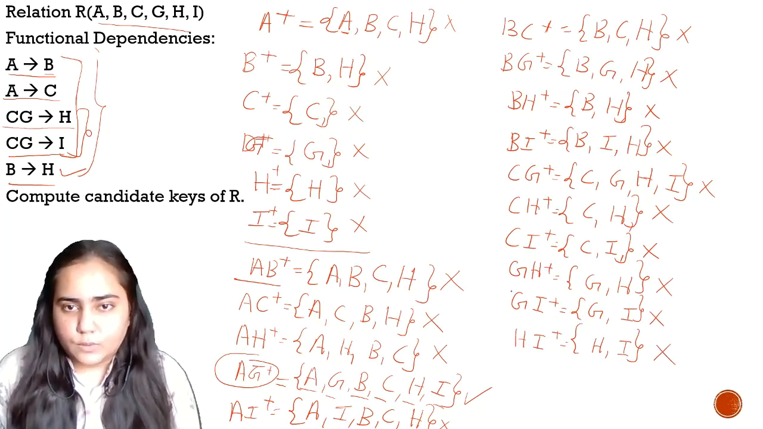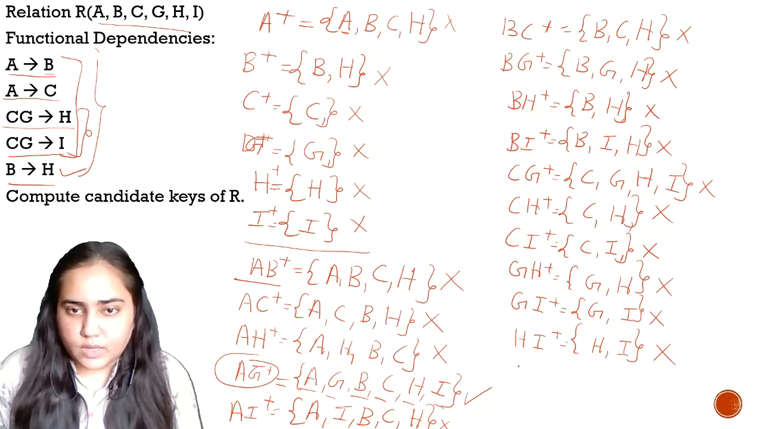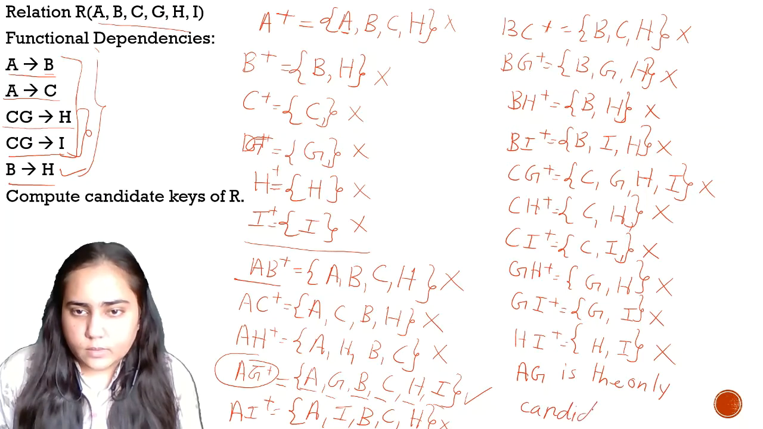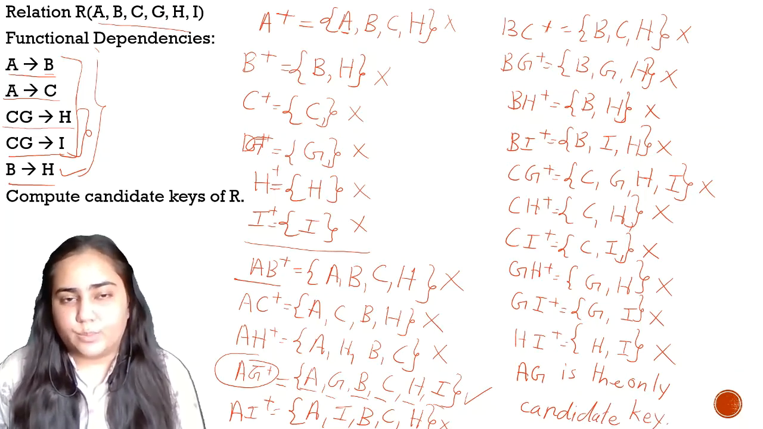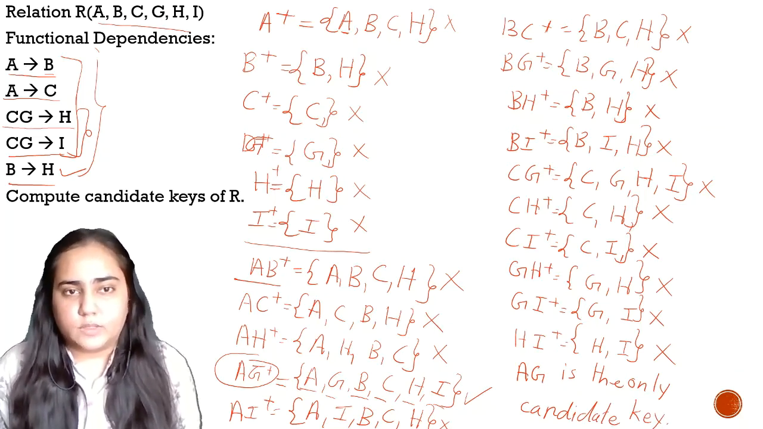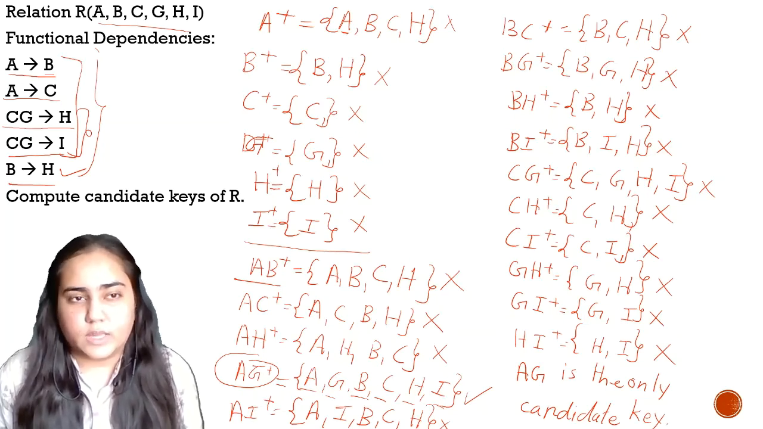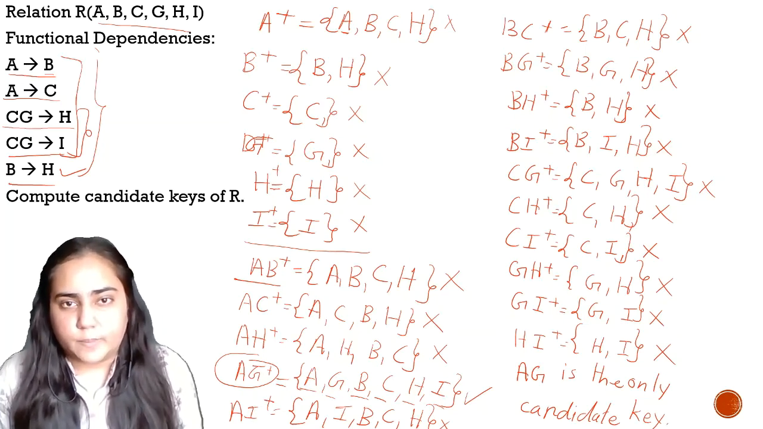So to conclude, I can write that AG is the only candidate key. AG is the only candidate key present for this table. So if you had to choose a primary key, all you could choose was AG, the combination of A and G.